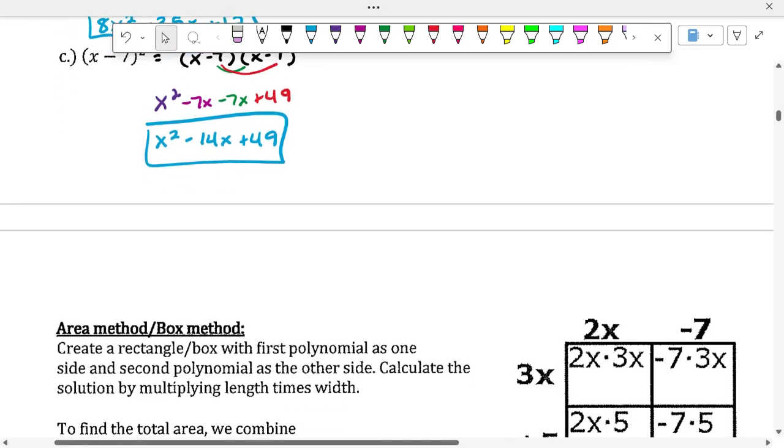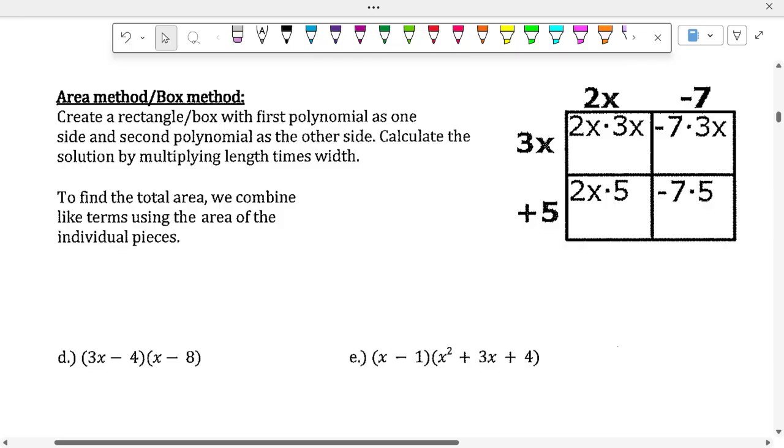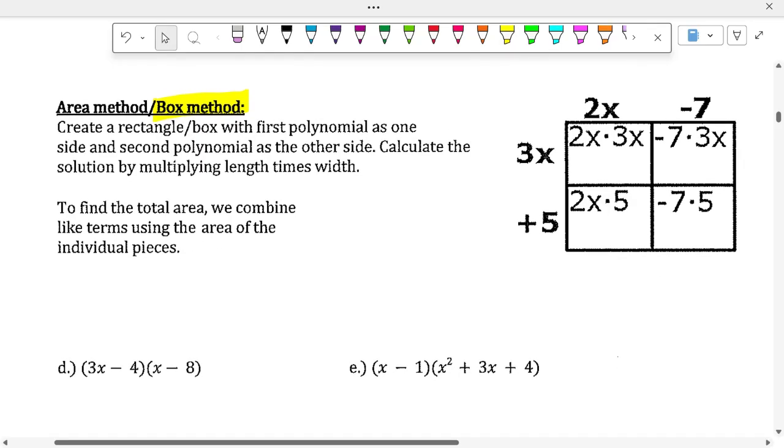All right. Now, I asked you guys earlier what the other method was, and that method is box method. I don't care which method you use as long as you know how to do one of them. Whichever one you prefer, I don't care. Now, I will say, when multiplying binomials, FOIL and box can be interchangeable. It doesn't really matter which one you do.